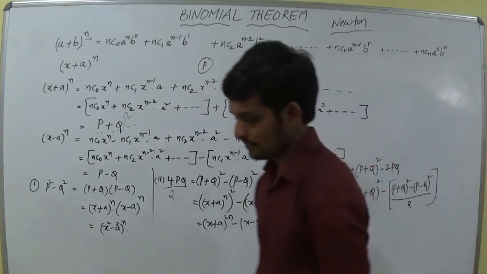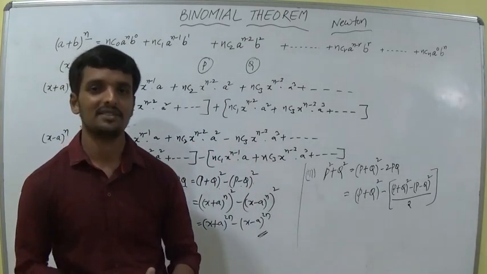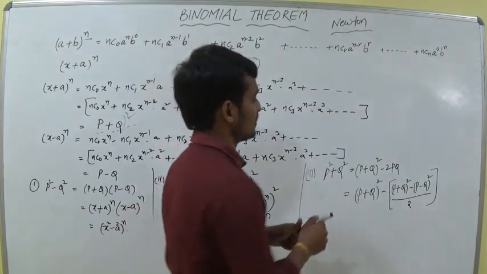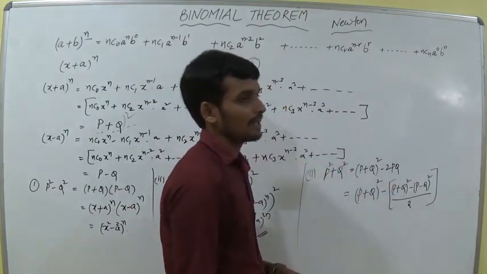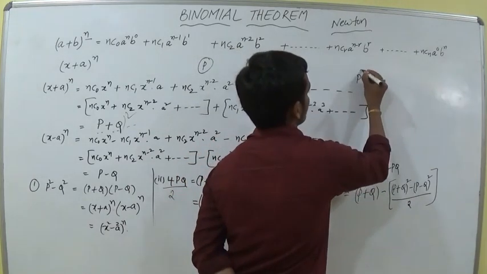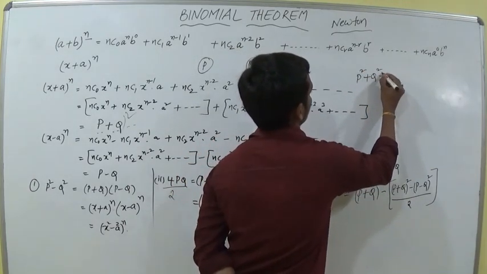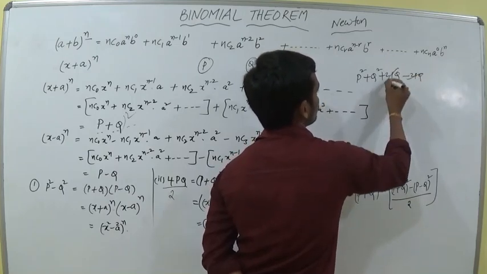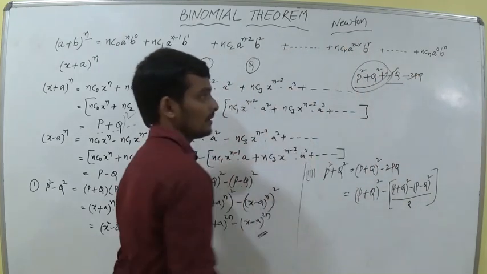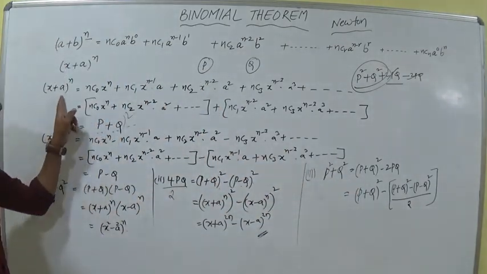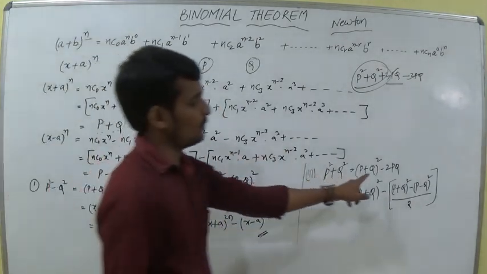I hope you understand. Here p square plus q square, I am writing as (p plus q) whole square minus 2pq. (p plus q) whole square means p square plus q square plus 2pq, minus 2pq, the 2pq are cancelled, and you get p square plus q square. So we have the value of p plus q as (x plus a) whole power n, but we want 2pq.